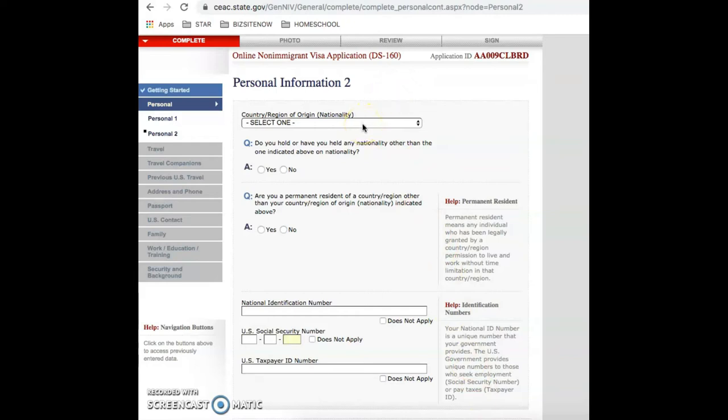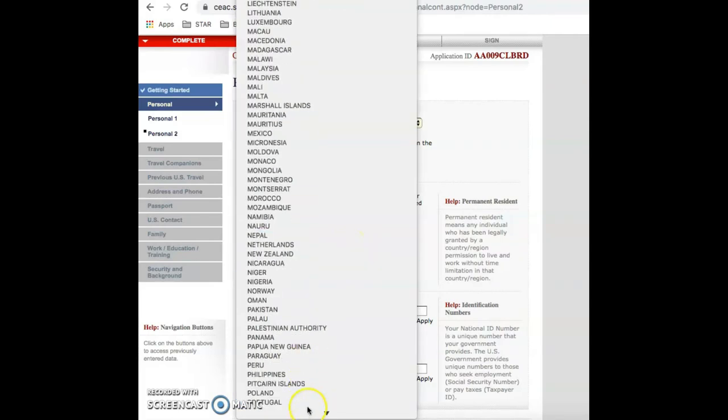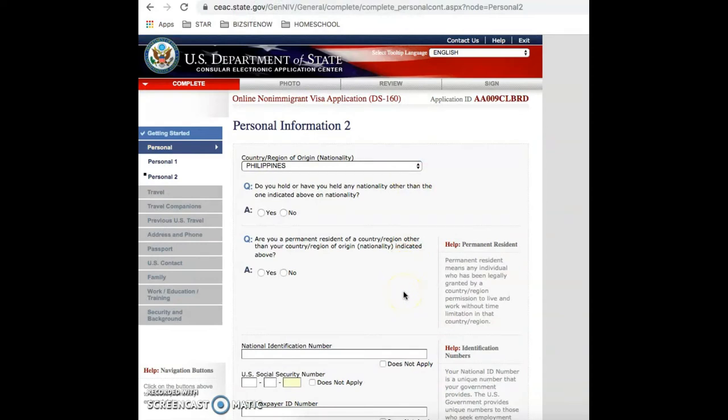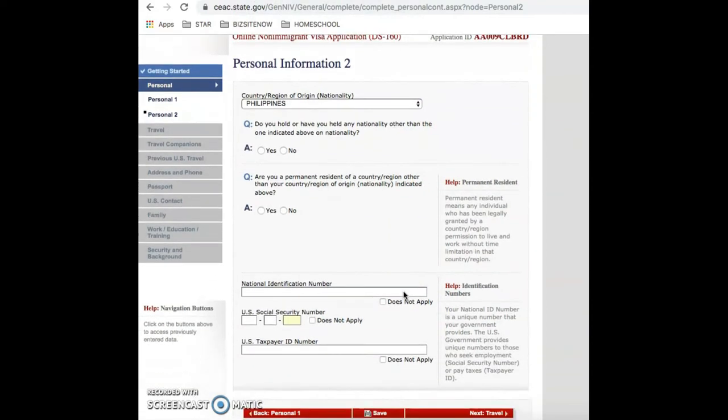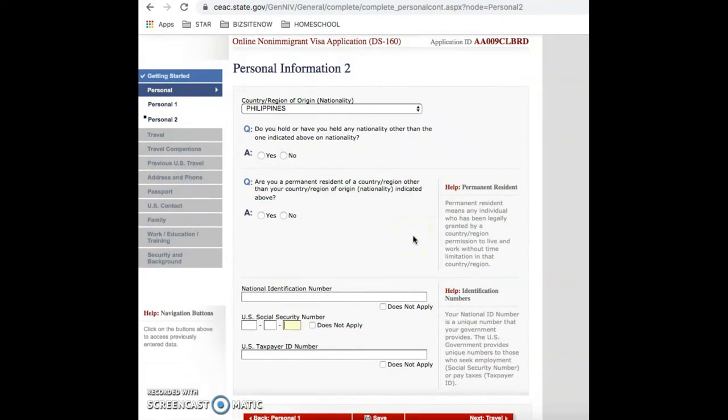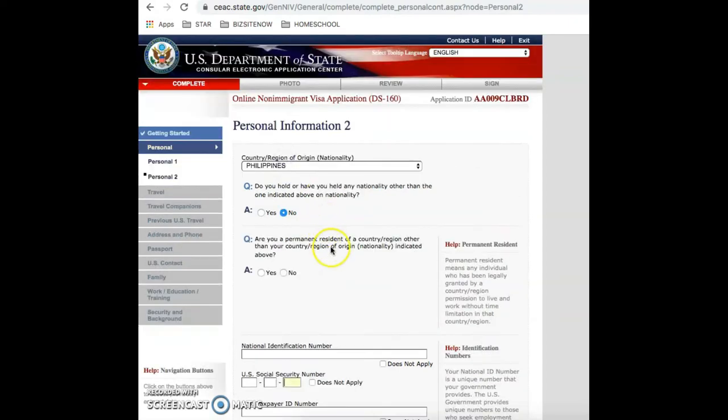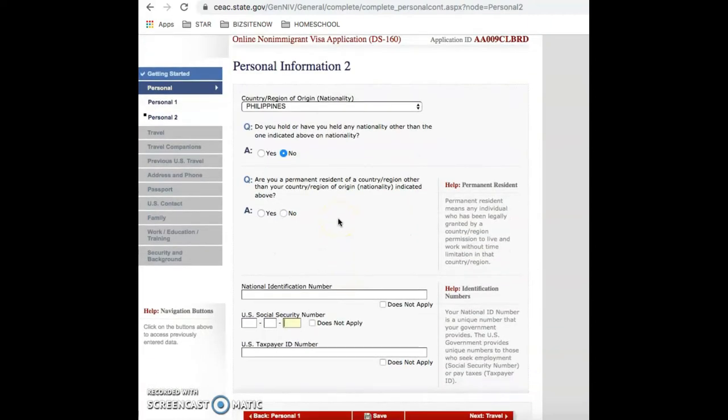So, country and region of origin, nationality, of course, Philippines. Do you hold or have you held any nationality other than the one indicated above on nationality? Well, I was born in the Philippines. Never ako nag-change ng nationality ko. So, ang sagot ko dito ay no. Kung ikaw ay nag-change ng nationality mo dati, of course, yung sagot mo ay yes. Pero, I assume na most na kukuha ng tourist visa or non-immigrant visa ay taga-Pilipinas at hindi pa naka-hold ng any nationality. So, same as the next question, are you a permanent resident of a country or region other than your country, region of origin indicated above? Of course, no. No ulit.